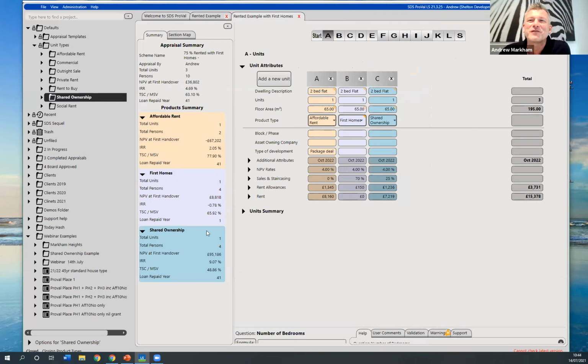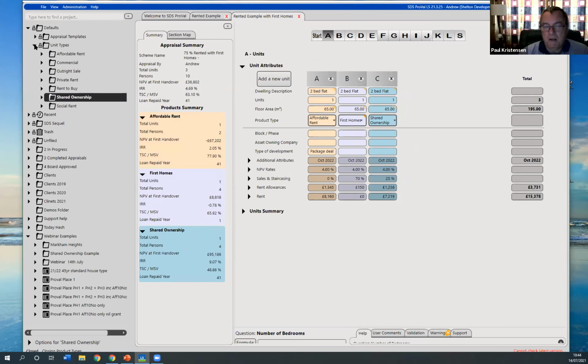It won't take effect until you close Proval down and reopen it. Paul's always telling me that. Close it down, reopen it, and then it will be in there. Are you going to put a folder in your unit types? I would, but I'm not going to do that now. But we will put a folder type in there and we call it First Home.